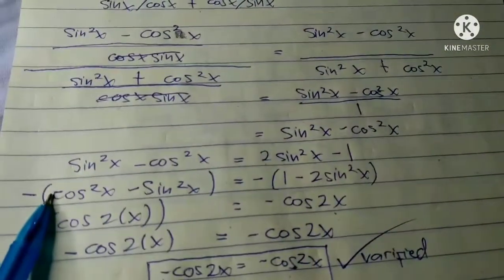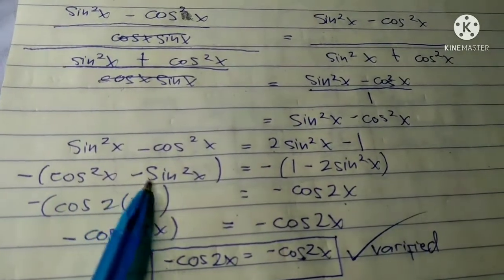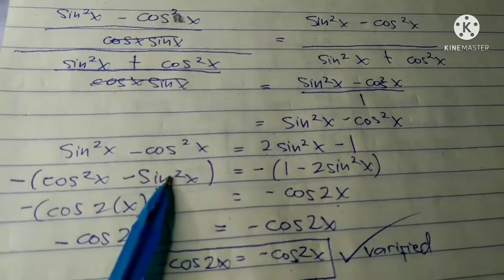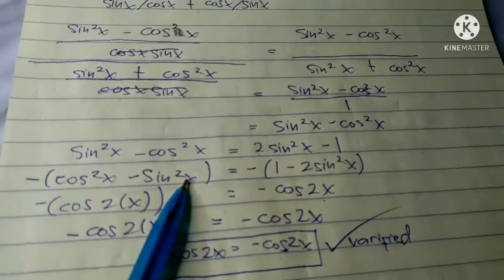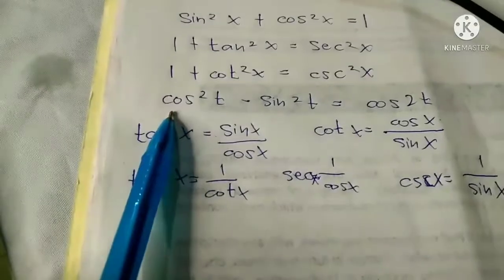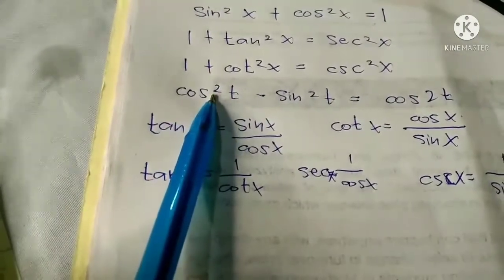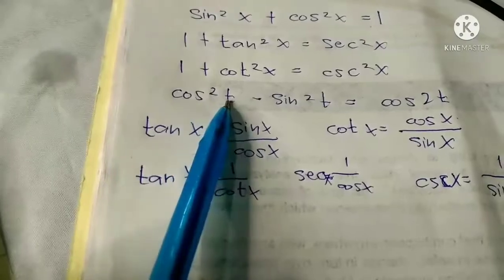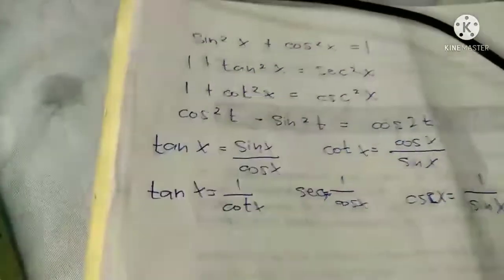So we have here cosine squared x minus sine squared x. As you can see here, this one, we have cosine squared t minus sine squared t is equal to cosine 2t.